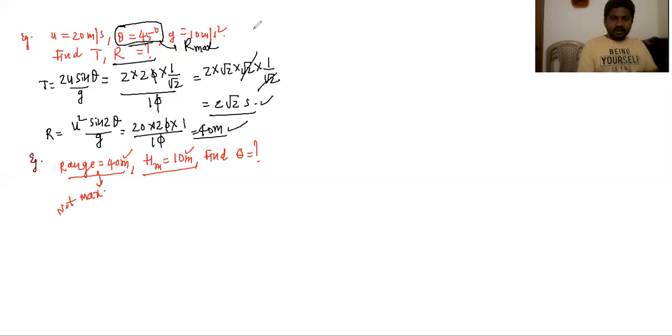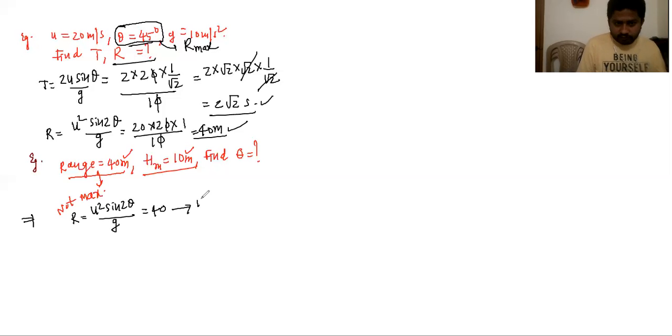So these are the commonly asked questions, my dear students, and this is how you can solve them. First, write the range expression. What is the range expression here? Range expression is u square sine 2 theta divided by g. So what is this? It is 40. Let me say it is equation 1. And the maximum height expression is u square sine square theta divided by 2g. So what is this? This is 10. So it is equation number 2.